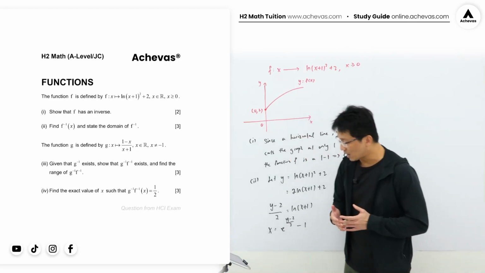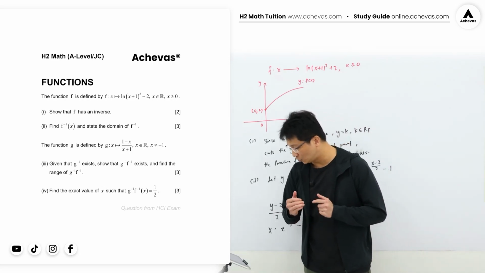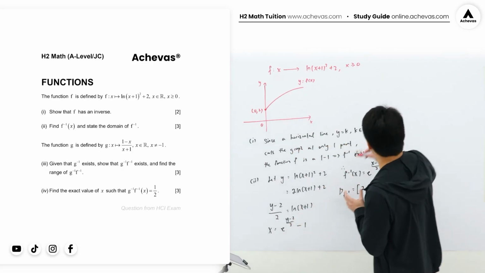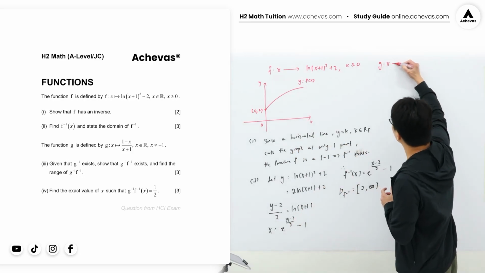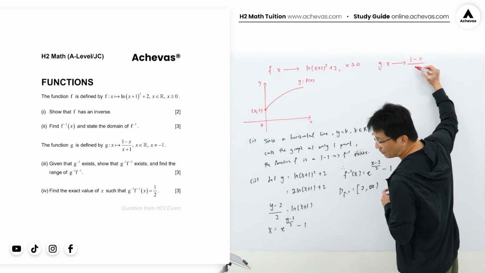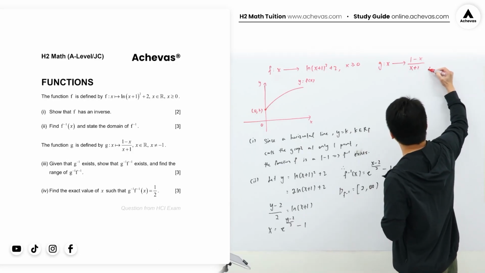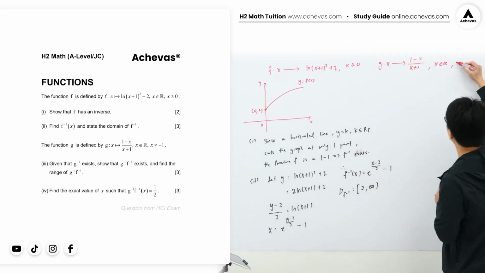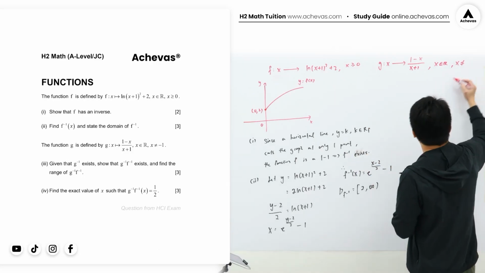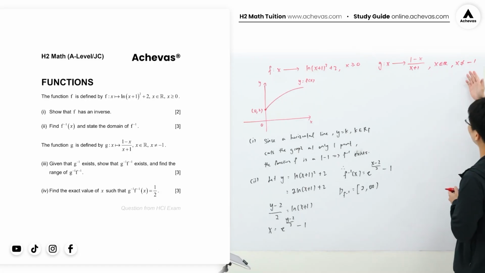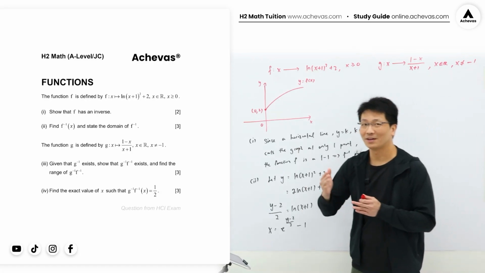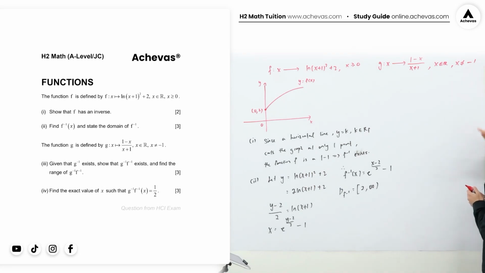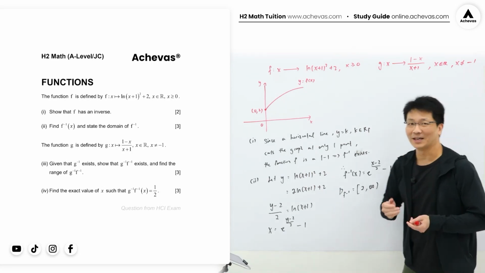For the next part of this question, we are given another function g defined to be (1 minus x) over (x plus 1). Maybe I'll just write it down here. So we have g(x) equal to (1 minus x) over (x plus 1). In this case, the domain will be every single value of x, except that x cannot be equal to minus 1, because this will cause y to be undefined. Actually, this x equal to minus 1 will be the vertical asymptote.